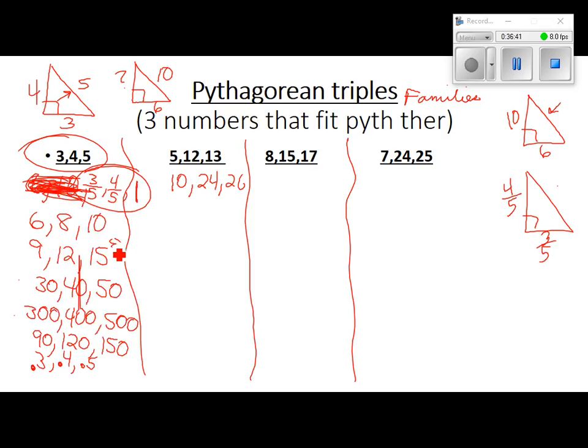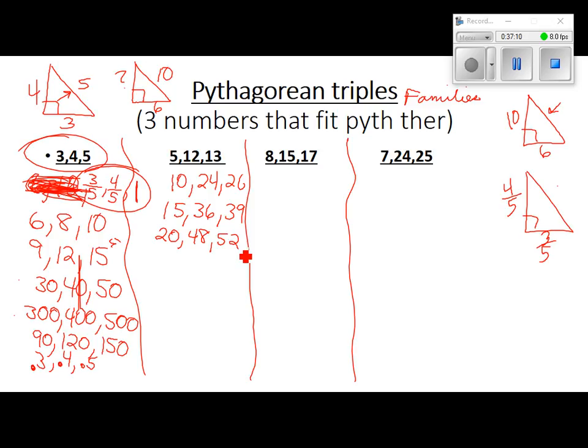All right, give me another one. 5, 12, 13, the one I just did. 15, 36, 39. Everybody agree with that one? Yeah. 20, 48, 52. Now, once we get to something like this one, are you going to recognize that it fits in the 5, 12, 13? No, probably not.